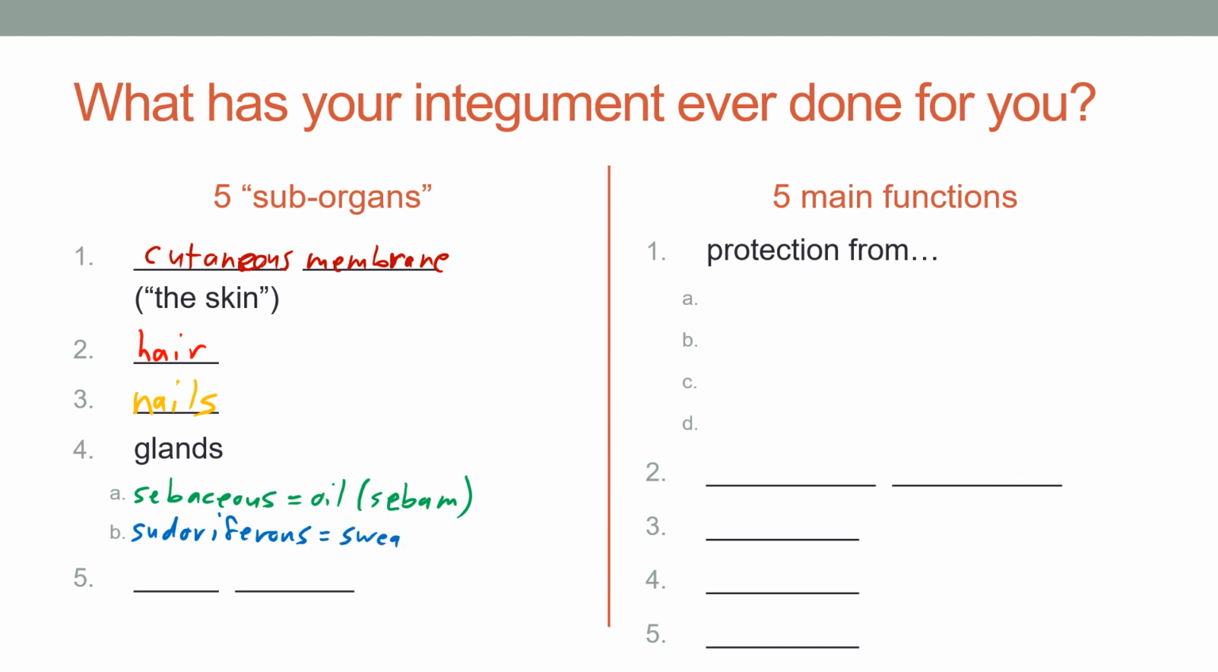Sudoriferous are the sweat glands. Sudor means sweat in Spanish, I believe, as well as in Latin. So if you're a Spanish speaker, you have a leg up on the rest of us here. There are several kinds of sweat glands. We'll get to those in a future lecture on the components of the skin.